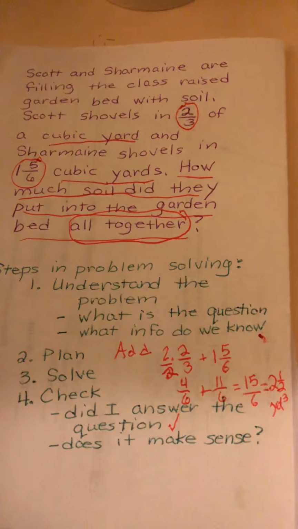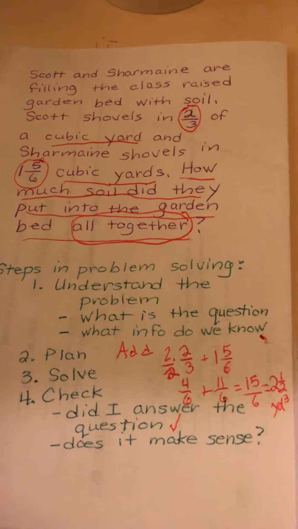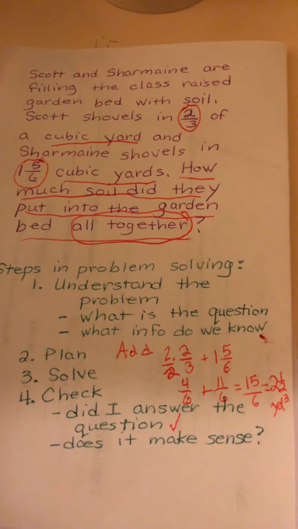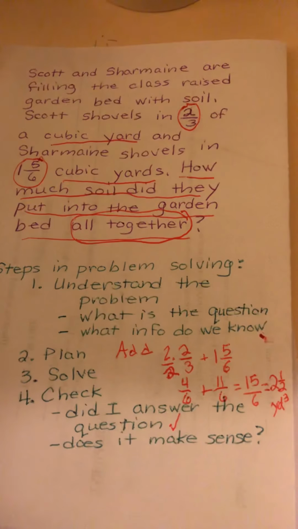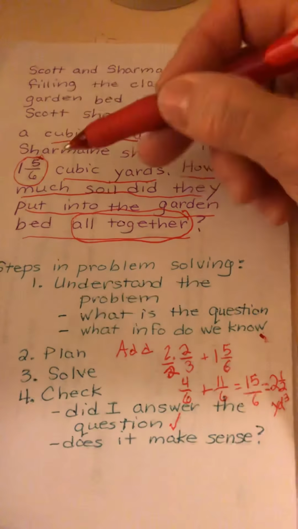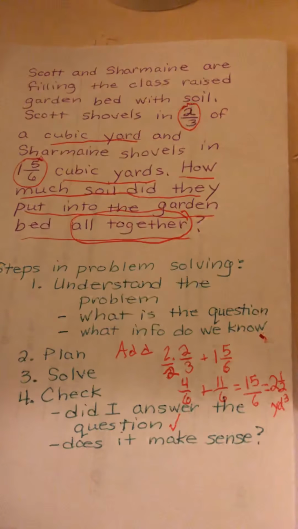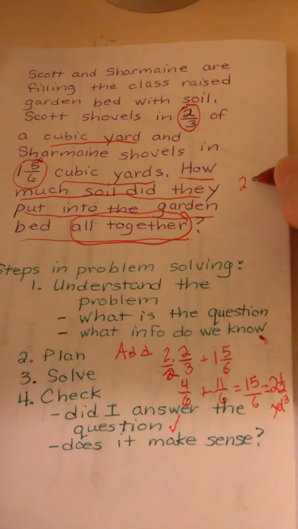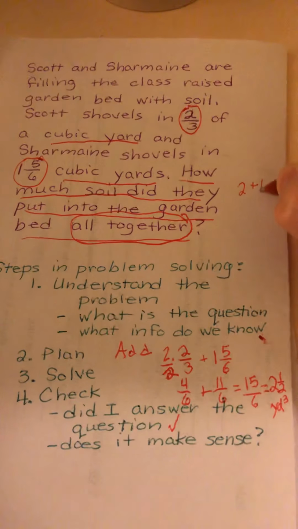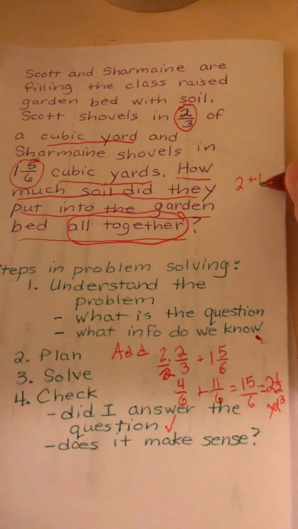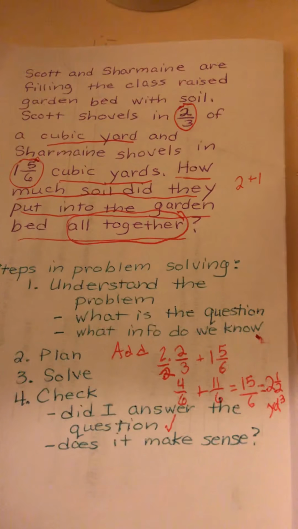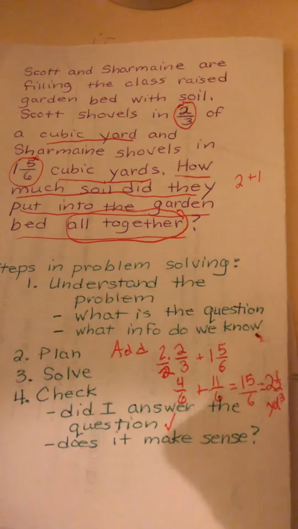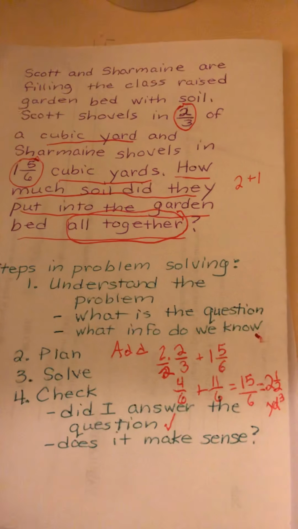Now I have to think, does it make sense? Sometimes you can do this by checking, like if you were doing an algebra problem, but you also think about what would be a reasonable answer for this. So let's think. This 1 and 5/6 is almost 2, and 2/3 is not quite 1. So if I have almost 2 and not quite 1, I put those together, I should have less than 3. And my answer is 2.5, which is less than 3. And so my answer is reasonable and it makes sense.